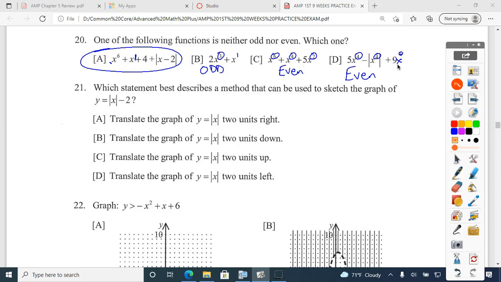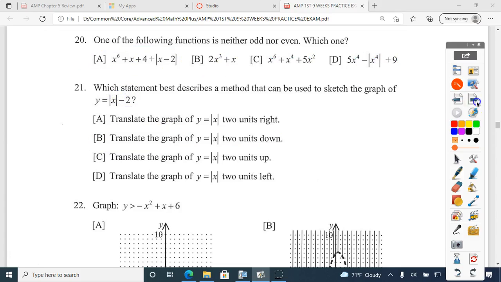Number 21, moving on. Which statement best describes a method that can be used to sketch the graph of this? So absolute value of x, -2. The -2 is on the outside, so that means it's going to graph it down 2 units, which is B. Okay. Any questions on that? Hope not. It's pretty simple. Remember, if it's outside, it moves it up and down. If the number is inside the absolute value or parentheses, it moves it left and right.